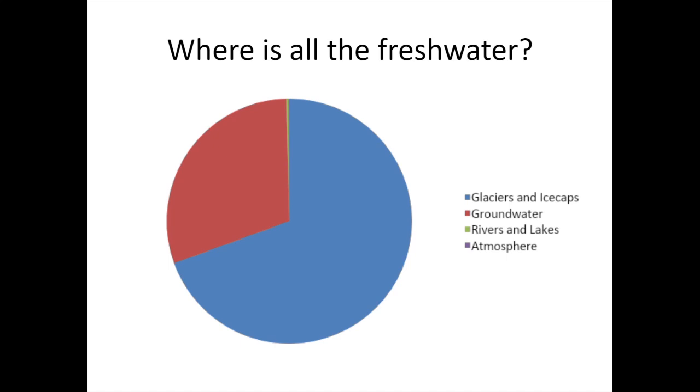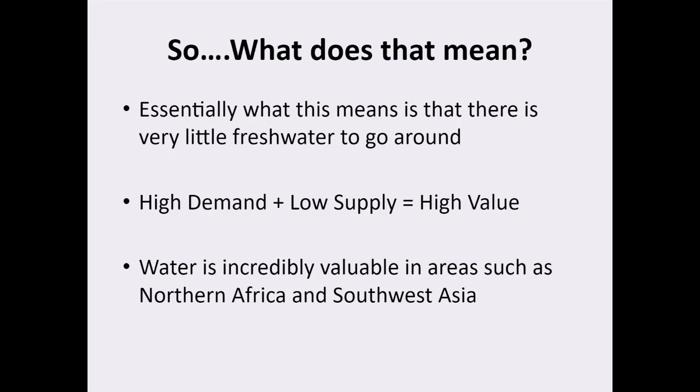Well, most of it, as you can see from this chart, is in glaciers and ice caps. Another big portion of it is in groundwater. There's a very small percent in rivers and lakes, and an even tinier purple sliver is found in the atmosphere. So, what does that mean? Essentially, what this means is that there is very little fresh water to go around. High demand and a low supply means something is very valuable. Water is incredibly valuable in areas such as Northern Africa and Southwest Asia.